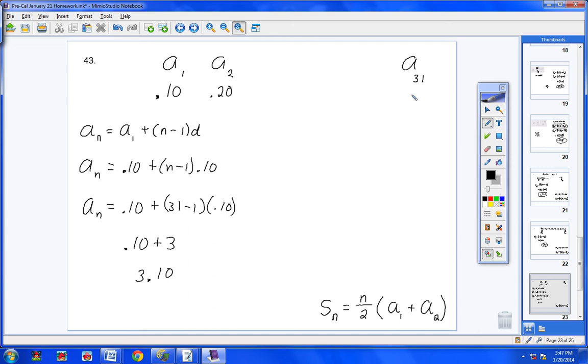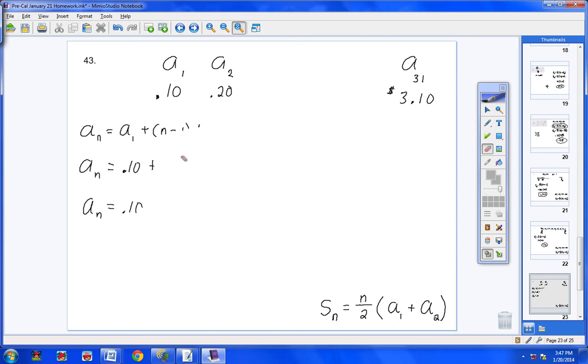So we know for our 31st term we have $3.10. All right, so the nth term, I wrote the nth term and then I put 31 in right here for n to find the 31st term. Mr. Earhart, why did you need to find the 31st term? Guys, you should know by now, you should see this.